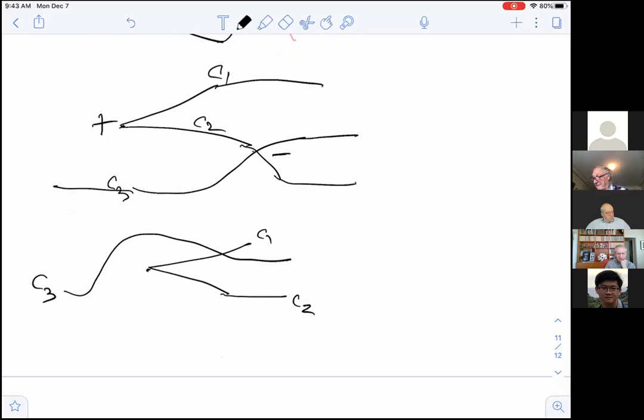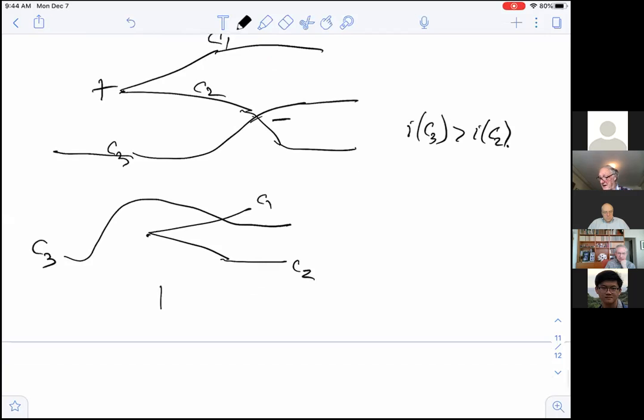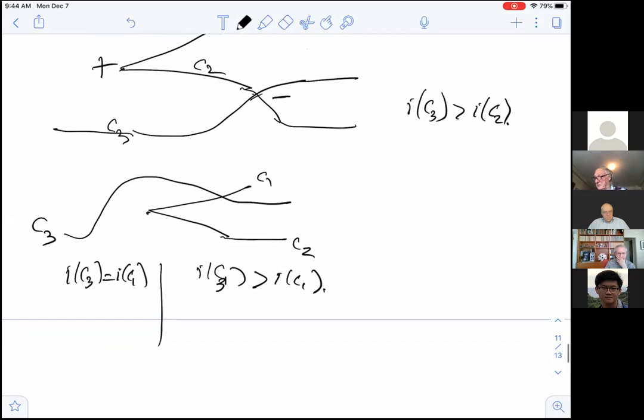The fact that this is a crossing that reduces the inversion number tells me the index of C3 is greater than the index of C2. The index of C1 is one bigger than the index of C2. So there are two possibilities to think about. Index of C3 equals index of C1, or index of C3 is greater than index of C1. Those are the two possibilities. It's bigger than C2, so it's either one bigger, in which case it's equal to C1, or it's more than one bigger, in which case it's bigger than C1.